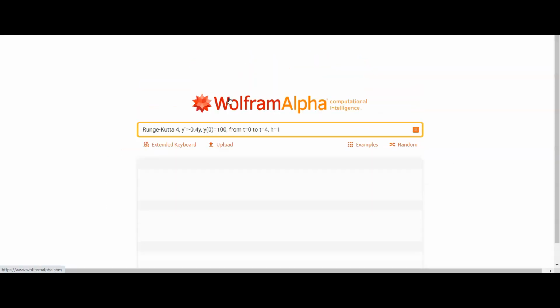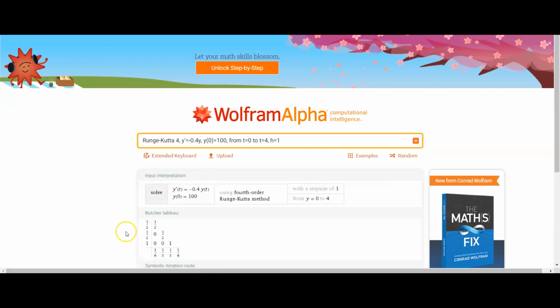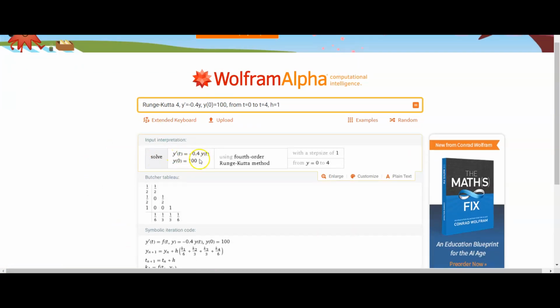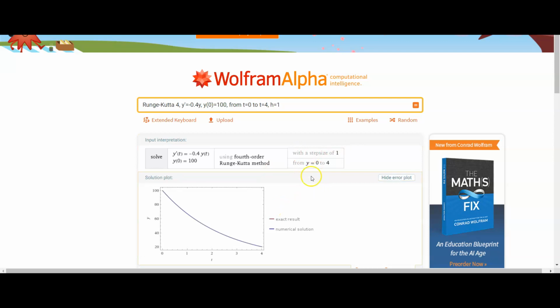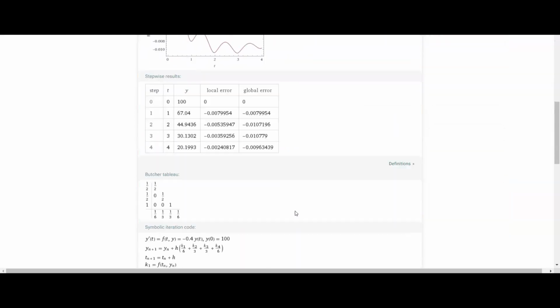So that's how we would input that process in here, and we just need to check the input, make sure it's been interpreted correctly. So solve that differential equation with that initial condition using 4th order Runge-Kutta method, step size of 1, from y equals 0 to 1, this should be t equals 0 to 4, I'm not sure why it does that. In the solution plot, you see it plots the numerical and the exact solutions. That's the same curve that we saw earlier, but you can't even tell the difference between the two. That's what Runge-Kutta 4 will get us.